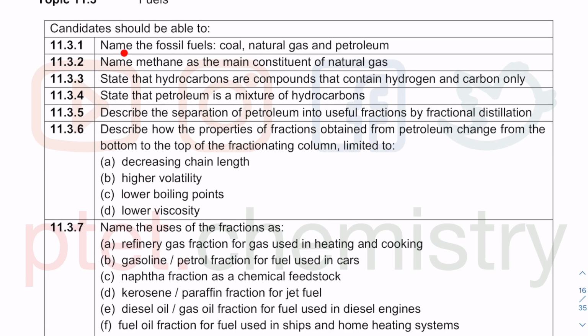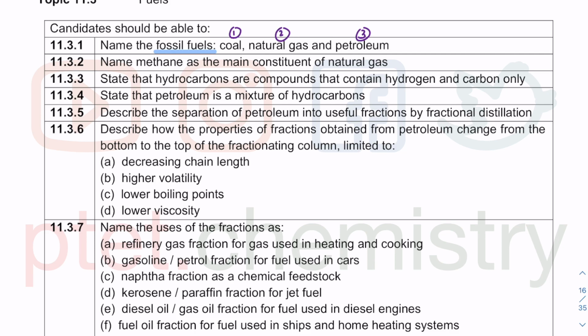So basically we're supposed to name the fossil fuels. So all of these come from fossil fuels. Number 1, natural coal. We have natural gas, and we have petroleum products. Petroleum products being very common in motor vehicles. Natural gas being very common to heat up our homes, especially if you live in countries that have winter, then they use natural gas for heating. But we also use natural gas for cooking purposes in a lot of countries.